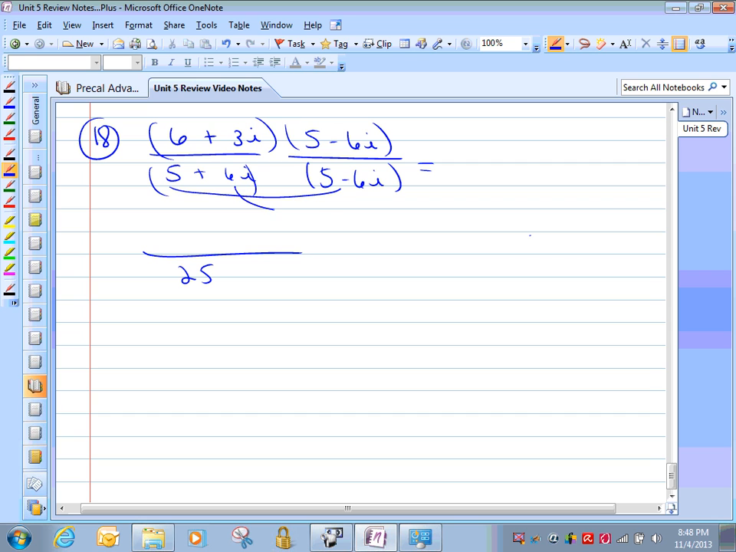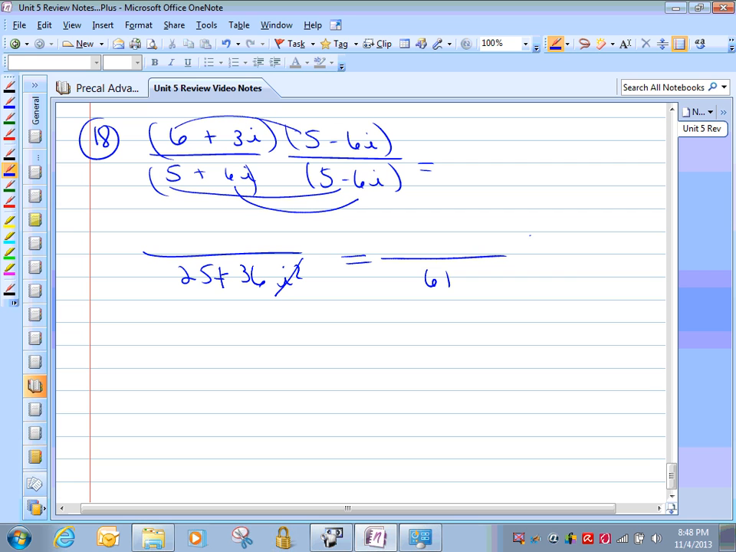So now we have 6i times negative 6i. Well, 6 times negative 6 would be negative 36. And i times i would be i squared. The i squared would change your 36 to a positive. So that being said, 25 and 36 would be 61. Okay, we got the bottom. Now let's take a look at the top.